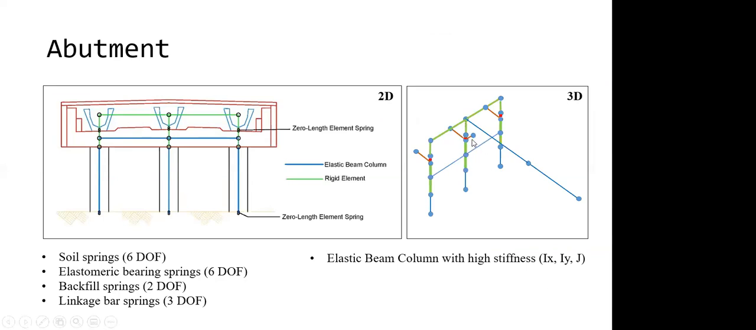Okay, this is actually just for the backfill in the transverse direction. The other springs actually exist at all the locations, but I'm just visualizing it. This is just to represent the backfill. Over here, there is also a transverse stiffness for the elastomeric bearings, the linkage bar, and the shear keys as well. So you are summing up all the transverse direction stiffness and lumping it in one spring, right? But that's just for the backfill.